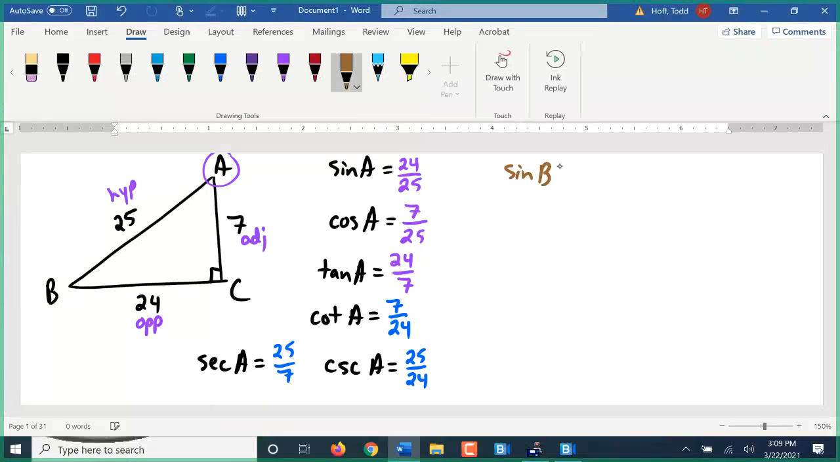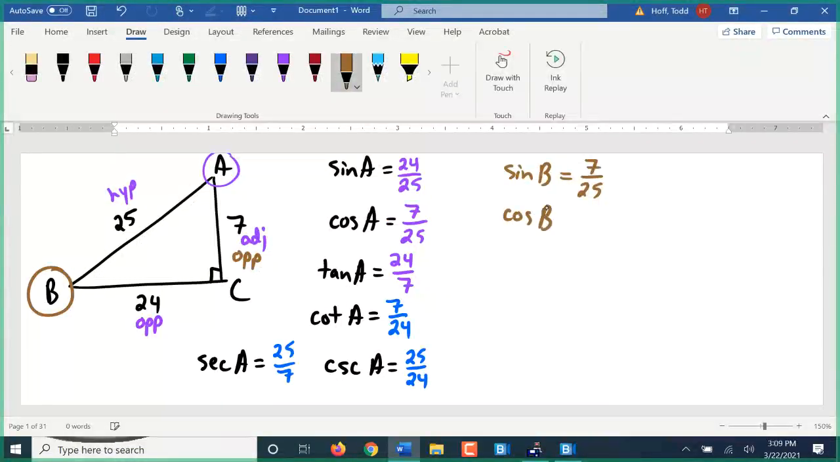How about the sine of angle B? Well, sine is opposite over hypotenuse, right? Yeah. The angle B, which is the opposite side. 7 is now the opposite side. So the sine of B would be 7 over 25. Notice that's the same as the cosine of A, because those are complementary angles.